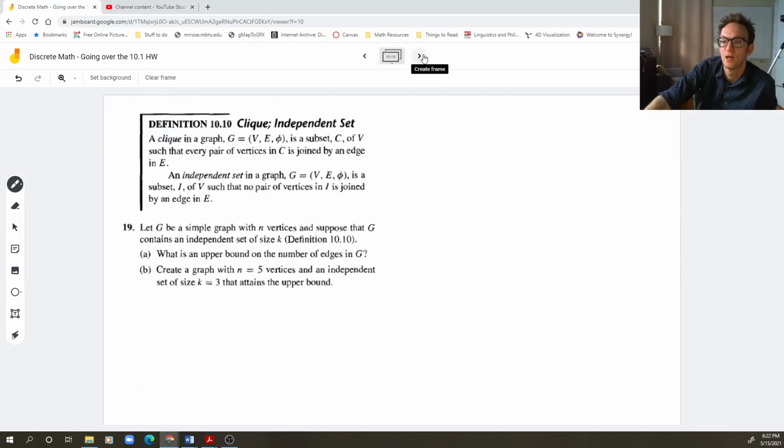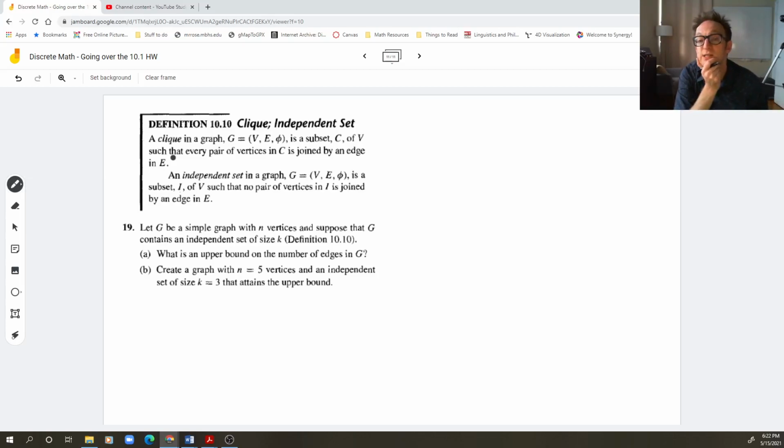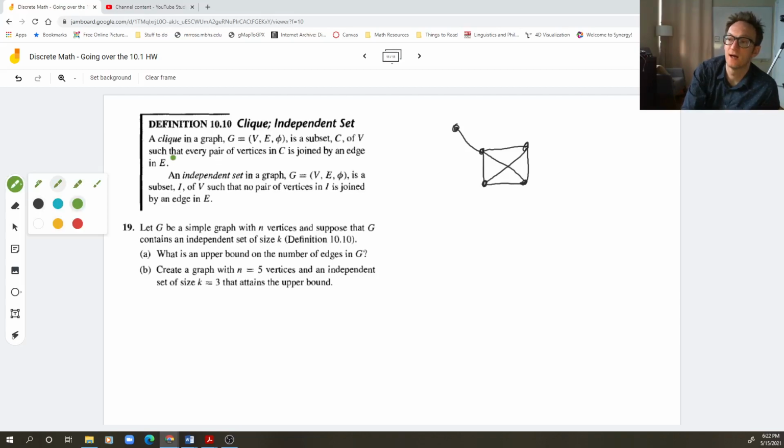Last problem. Introduces more vocabulary. What's a clique? Apparently some people say clique, some people say clique. Maybe it's like a French thing to say clique, but I think at least some graph theory people say clique. I think I'm just going to say clique. A clique in a graph is a subset such that every pair of vertices in C is joined by an edge. Okay, so what does that mean? That means you have a subgraph which is complete. So this would be an example of a clique.